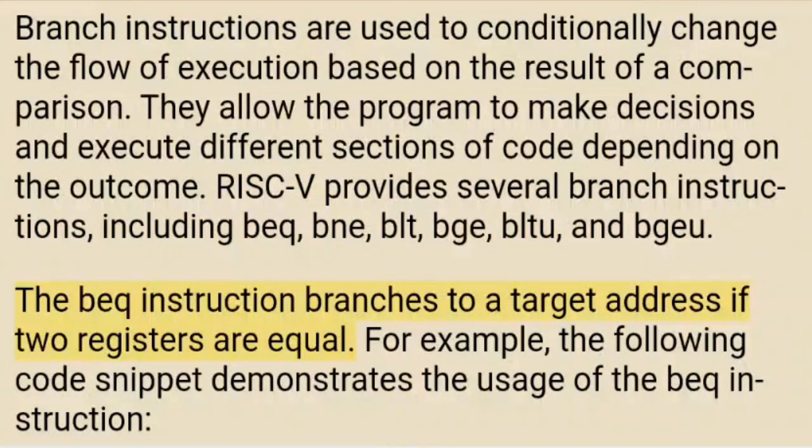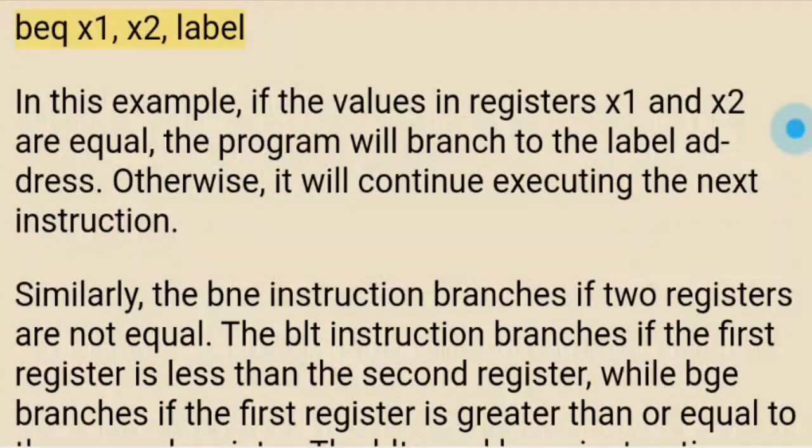The BEQ instruction branches to a target address if two registers are equal. For example, the following code snippet demonstrates the usage of the BEQ instruction. BEQ x1, x2, label. In this example, if the values in registers x1 and x2 are equal, the program will branch to the label address. Otherwise, it will continue executing the next instruction.